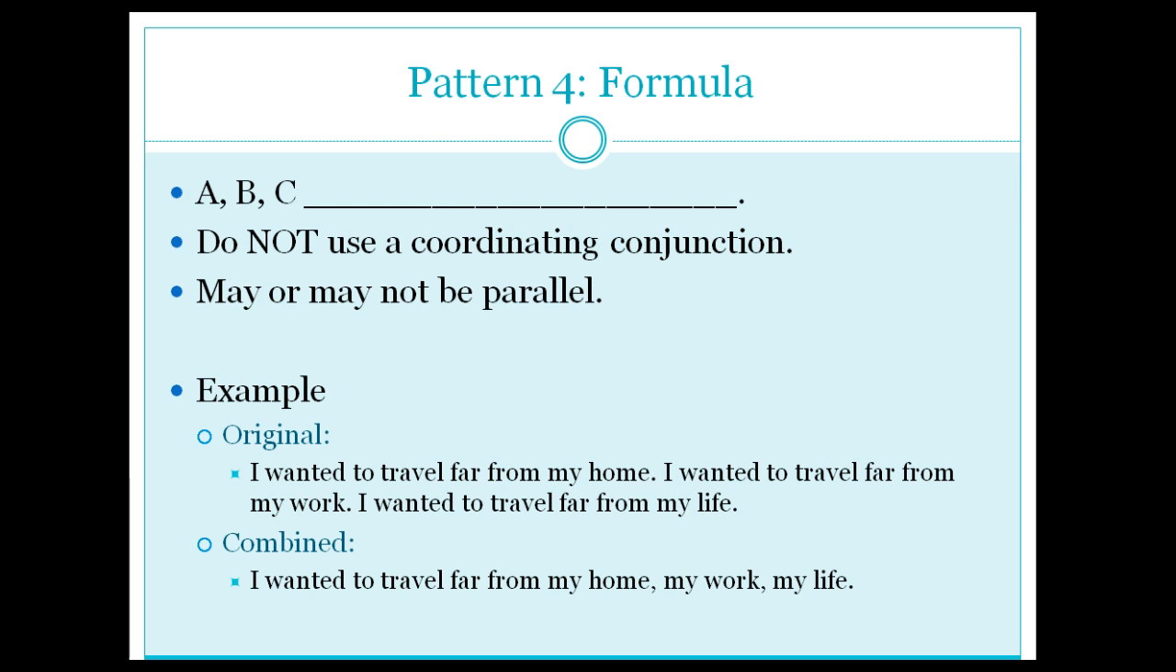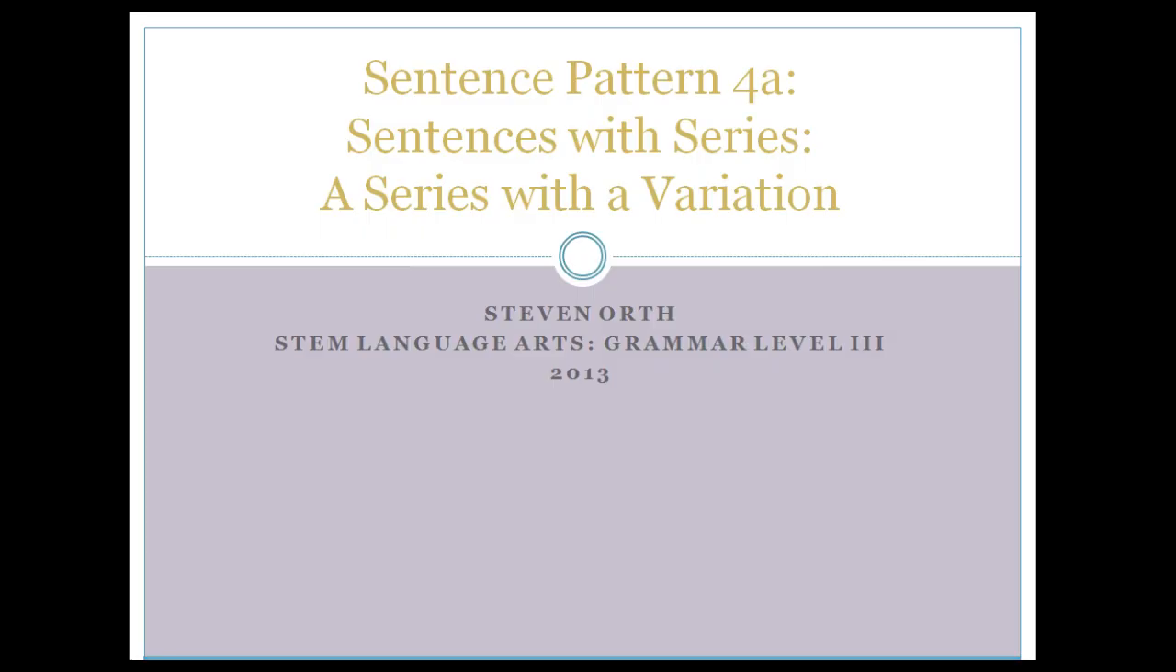When you're doing this kind of series, it's important that the 3rd item in the series be perhaps more significant, more interesting, perhaps even surprising, as a way of indicating that it wasn't just a random choice to omit that particular conjunction. Sentence pattern 4a.